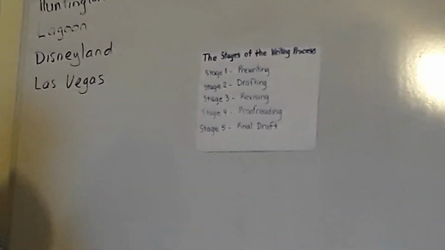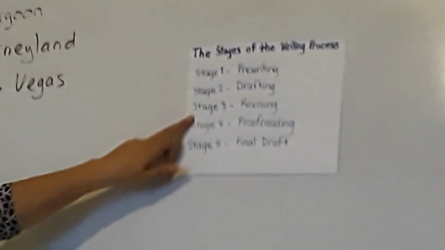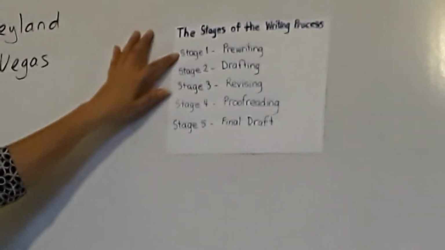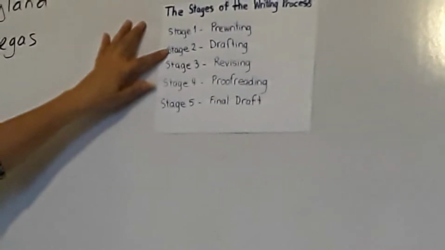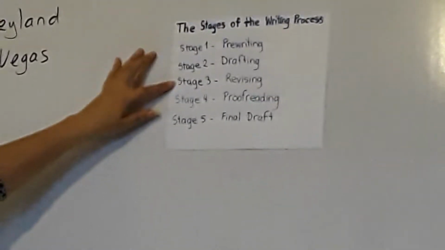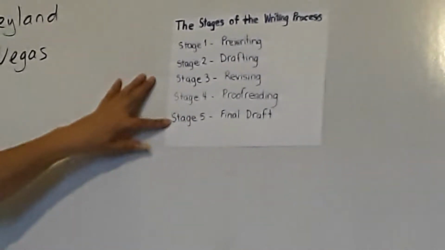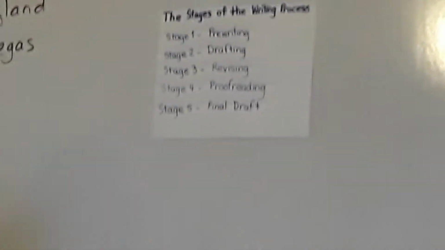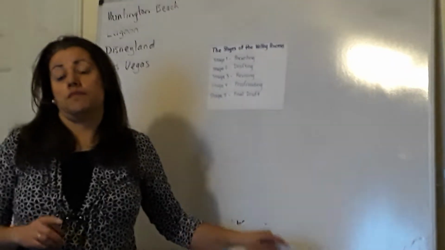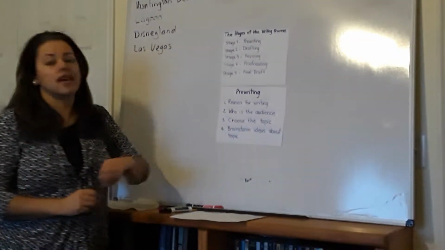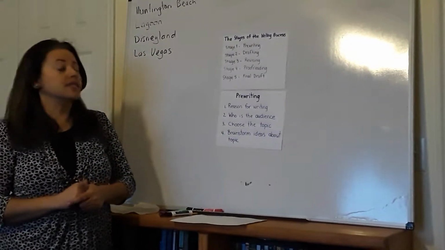So, can I have one of you please read them out aloud? Let's go through each of the stages that writing involves. Pre-writing, drafting, revising, proofreading, and final draft. Great. But today, we are just going to focus on one of them. The one we're going to be focusing on is the first one, pre-writing. And pre-writing has 4 steps to it, okay? Which is what we're going to be practicing today.